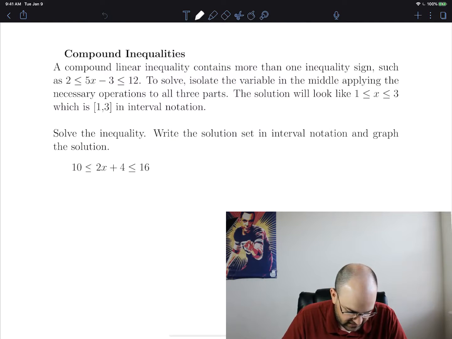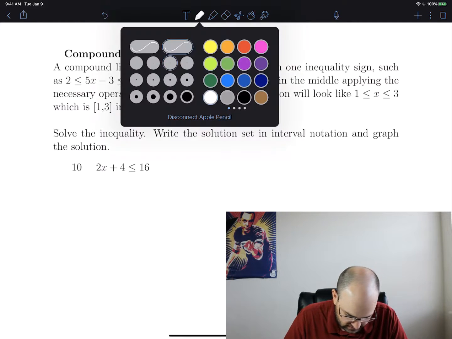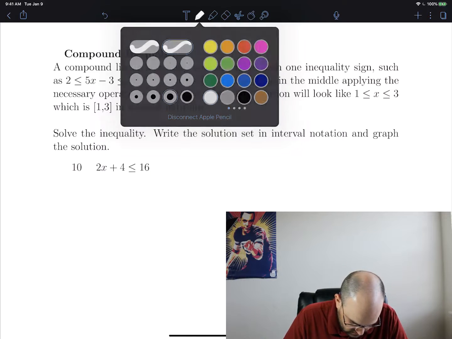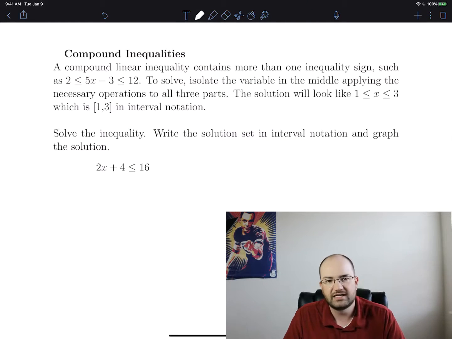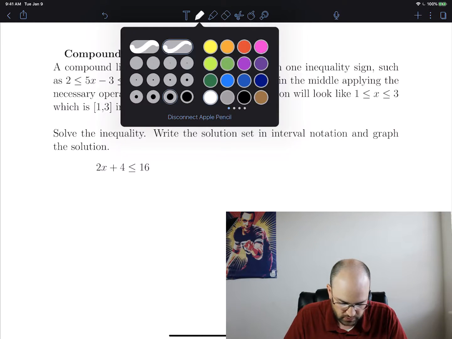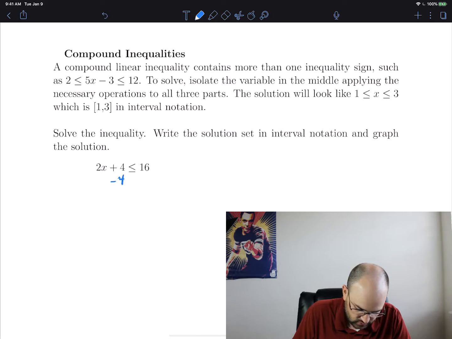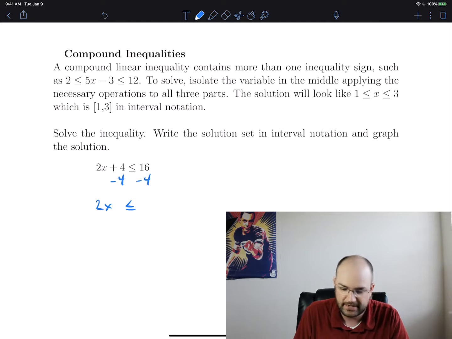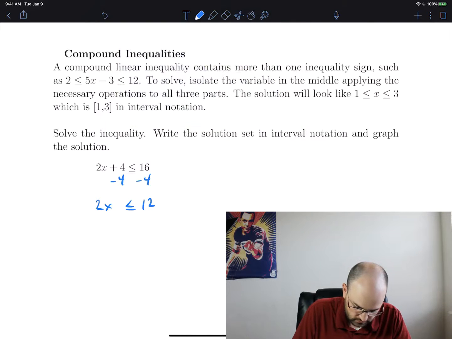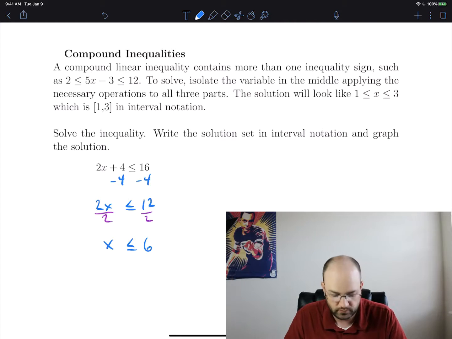What I like to do is tell people to just think of this as a regular inequality. What would you do with a regular inequality? Well, if it was 2x plus 4 is less than 16, what you would do first is subtract 4 from both sides, leaving us with 2x there, less than or equal to, and then 16 minus 4 is 12. And then we would just divide by 2. So divide by 2. So x there, less than or equal to 6. And that's what we would be done with.